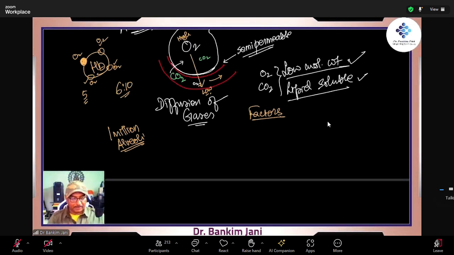So why should this diffusion of gas really decrease? See, first thing, this entire diffusion depends upon, it is directly proportional to, first thing, the concentration gradient.